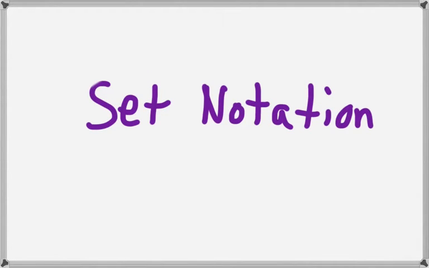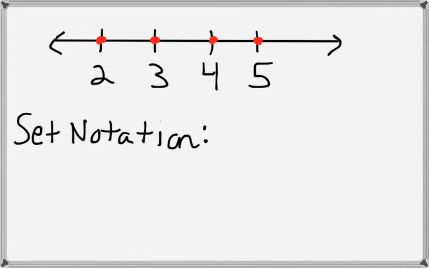In this video, we're going to discuss how to write a set of numbers using set notation. And we're going to be working off of a set of numbers that has been drawn on a number line. So here, the red dots just represent which numbers we have marked on our number line. So we've marked the numbers 2, 3, 4, and 5.